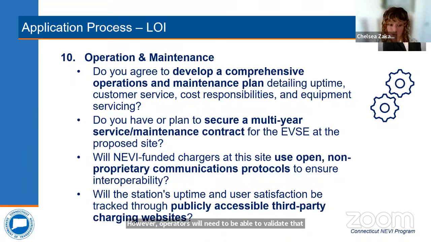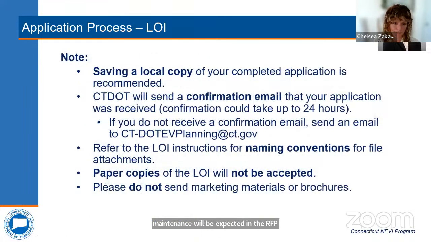Connecticut DOT is very interested in operation and maintenance plans because they want to ensure the charging network will be viable for years to come. We are particularly interested in plans detailing operation and maintenance, costs associated with operation and maintenance, and plans around service maintenance contracts. More details on operation and maintenance will be expected in the RFP.